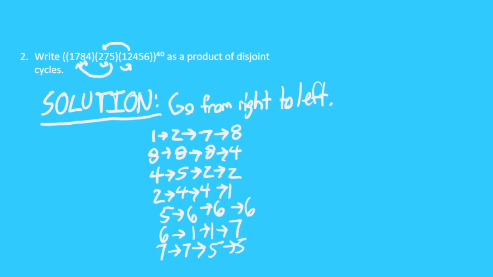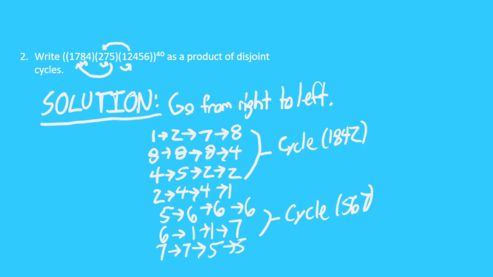So let's take a look at the first 4 that we have. We can combine them together. So this can be a cycle of 1, 8, 4, 2. And then for the second one, this can be a cycle of 5, 6, 7.